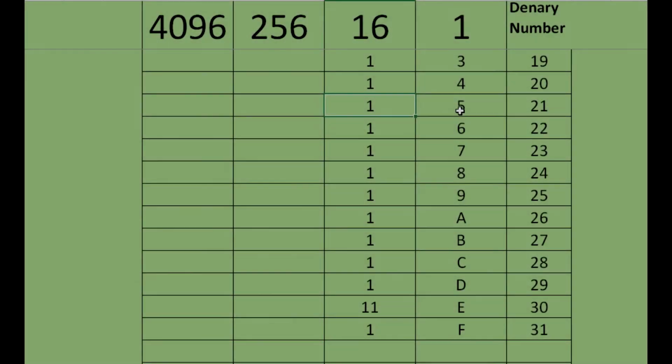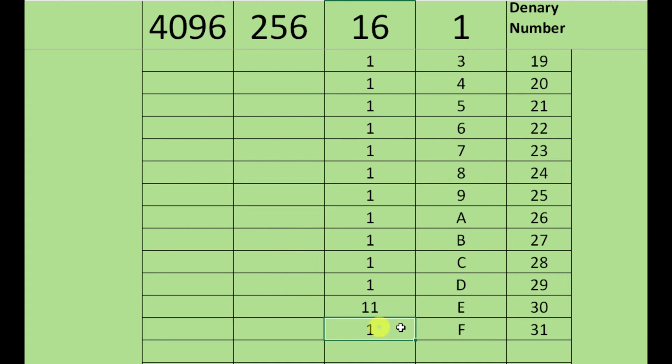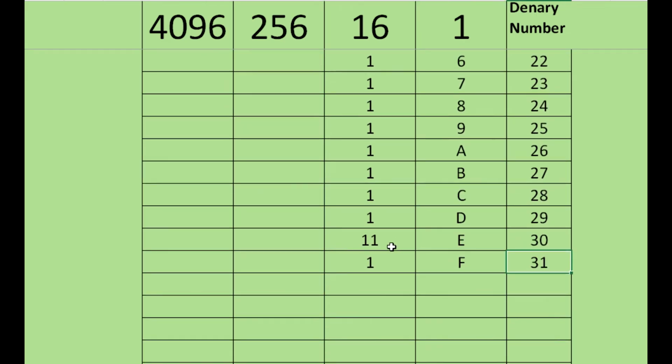Now this will continue until we get to 31, so we've got our 1F. If we want to go higher than that, for example to 32, then we would need to change the second place value. So we'd have 2 and the F would go back to 0, and that makes sense because 16 times 2 is 32.